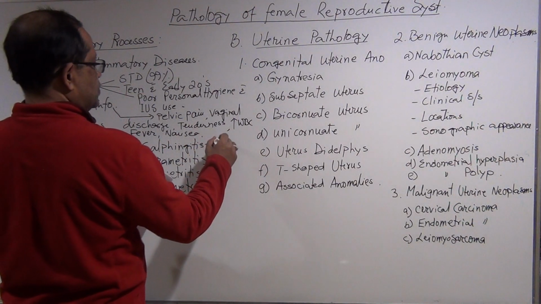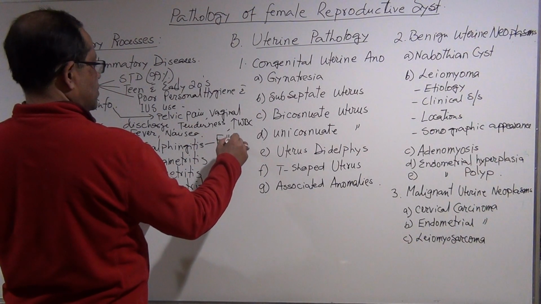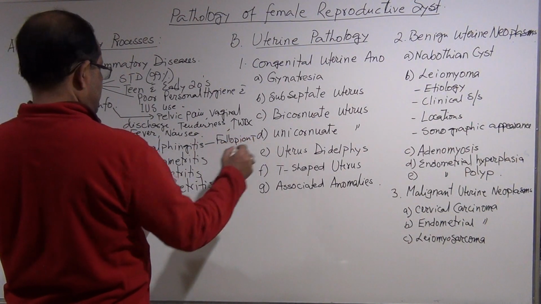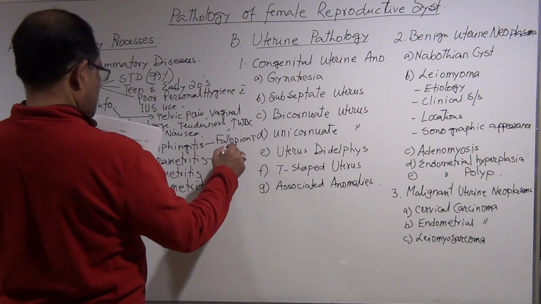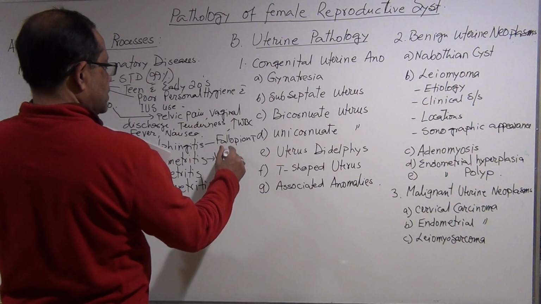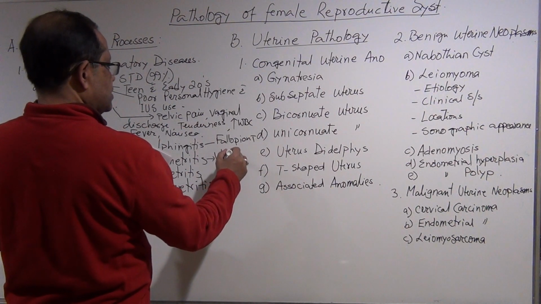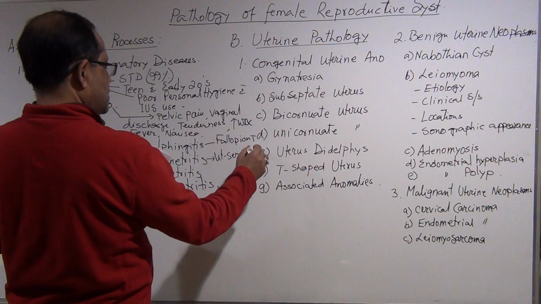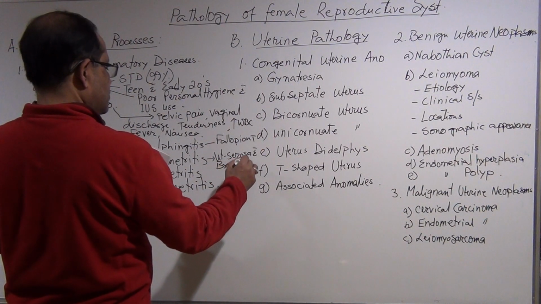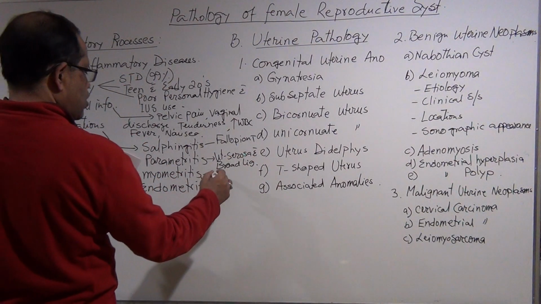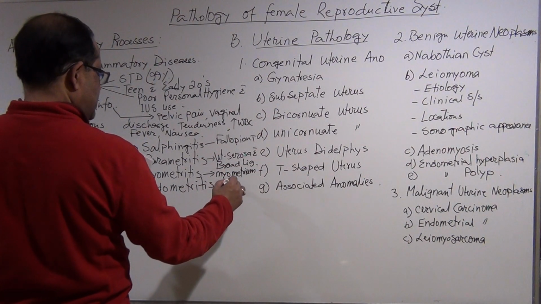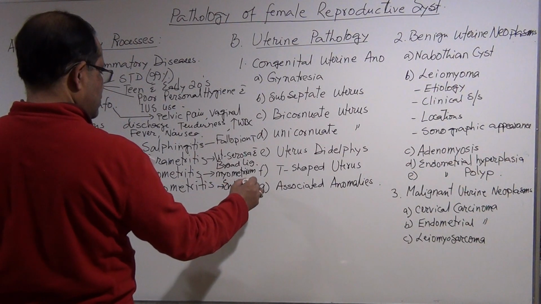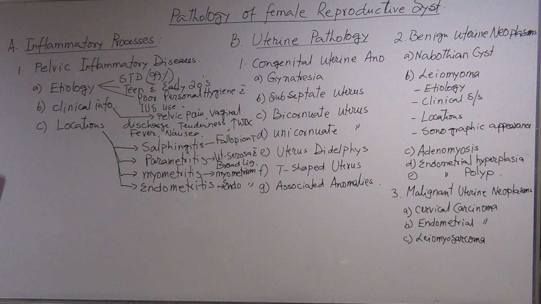Salpingitis is the tube, the fallopian tube. Parametritis, the uterine serosa and the broad ligament. Myometritis is the myometrium. Endometritis is the endometrium. Okay, so these are the sites we need to understand that disease can spread to.